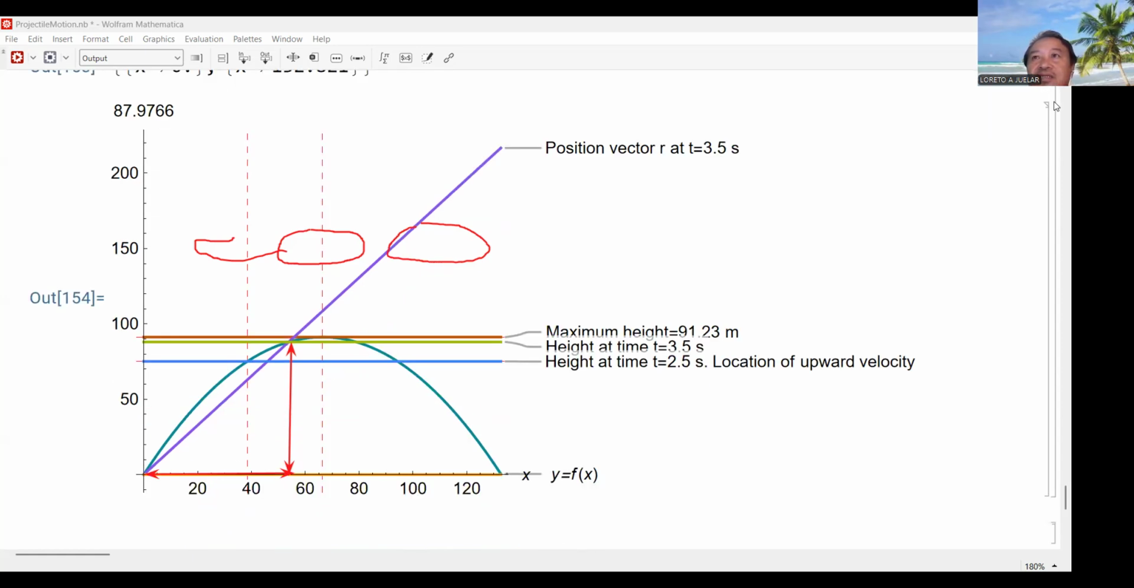Then we have the distance. This is the x component of the distance after 2.5 seconds, and this one is the vertical component of the distance of the position vector after 2.5 seconds. Okay. But this one is the highest point. So after a time of 4.32 seconds, the projectile is located at its highest point.